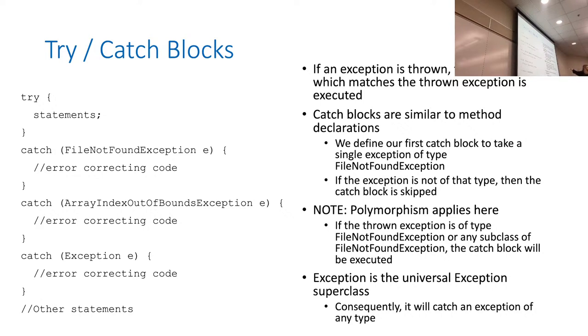I'm going to read the block of text, but I'm going to set it up first. So here on the left-hand side, we have something that's actually a little bit more real, okay? If an exception is thrown, the catch block which matches the thrown exception is executed. Now, catch blocks are similar to method declarations. We first define our catch block to take in a single exception of type FileNotFoundException. If the exception is of that type, let's stop right there. I'm going to ignore everything else.